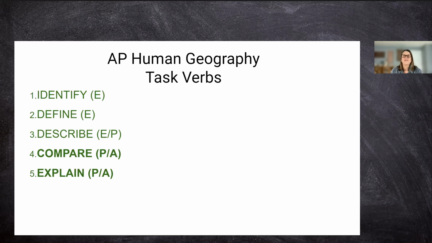Then we get into task verb number 3, which is describe. This is to provide a characteristic of something. Depending on the type of question that is asked, describe can be either entry level or proficient. The two that I want to highlight and spend a little more time on today are compare and explain. These are the two task verbs that tend to be in the advanced category. Sometimes they may be proficient, but most of the time your students are going to encounter them as an advanced skill level on the exam, both in multiple choice questions as well as FRQs. Next slide.